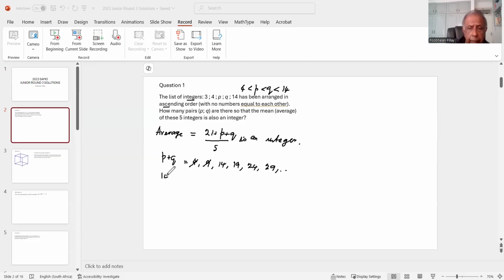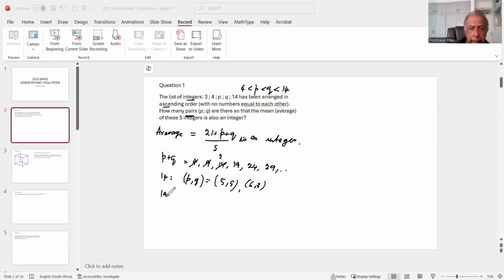But with 14, you can start with 5. So the pair P, Q can be 5 and 9, because both of these numbers are between 4 and 14. Or you could have had 6 and 8. So for the sum 14, you've got 2 possible pairs. See, the question is, how many pairs are there? So in this particular case, there are two pairs here.